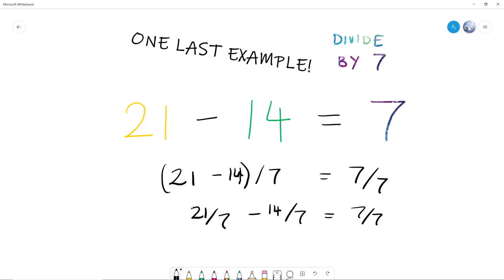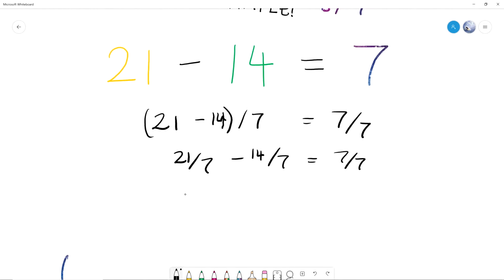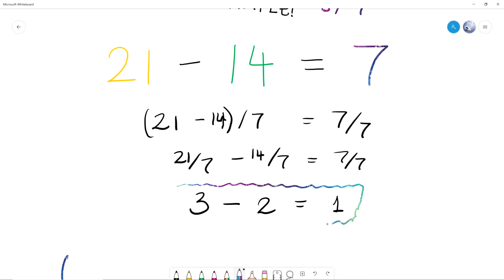So Natalie, how much is 21 divided by 7? 3. 21 divided by 7 is 3. Minus 14 divided by 7? 2. And 7 divided by 7? 1. 1, of course. Very good. So for a minute, I thought that was 3 plus 2, because I wasn't looking. 3 plus 2. Oh, yeah. So, 3 minus 2 equals 1.